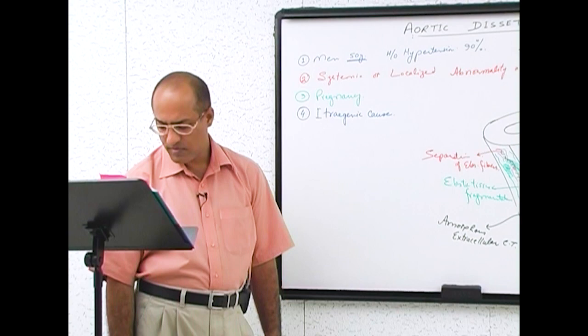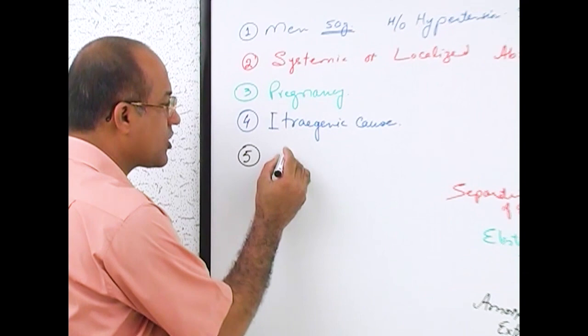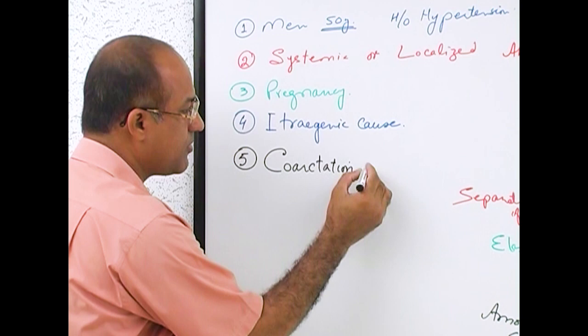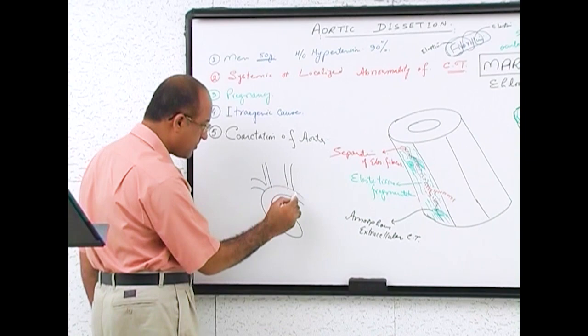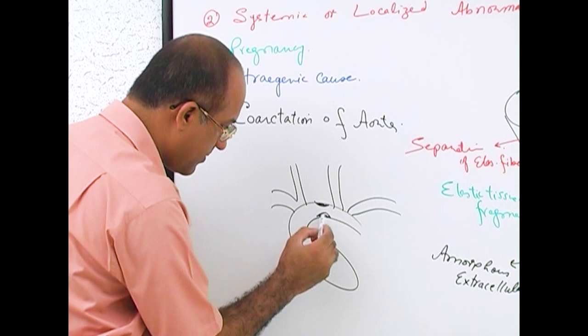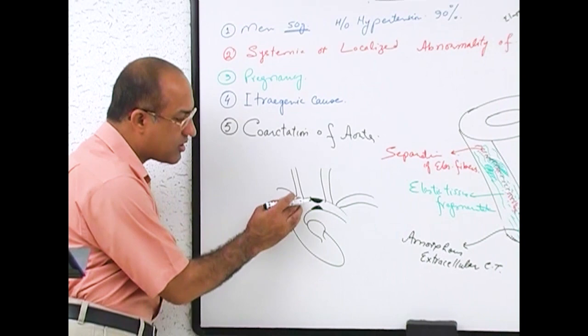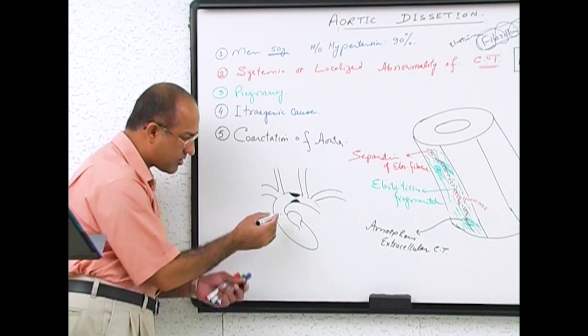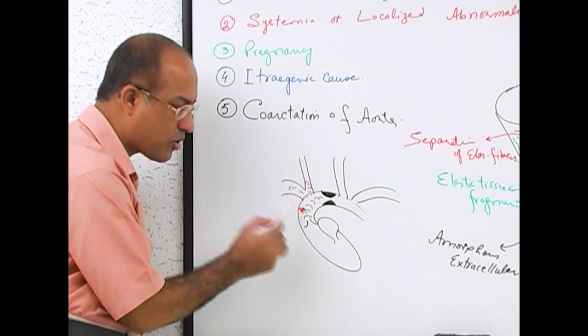Then another condition which is associated with aortic dissection is coarctation of aorta. You know, in coarctation of aorta, the real pathology is that the aorta has some pathologically stenosed point. For example, there is severe stenosis or narrowing in a part of the aorta, and this is present congenitally. We call it coarctation of aorta, right? Of course, when there is coarctation of aorta, the dynamics for the blood flow become abnormal, and that may produce undue stress on the aortic wall, and that may precipitate dissection of the aorta.